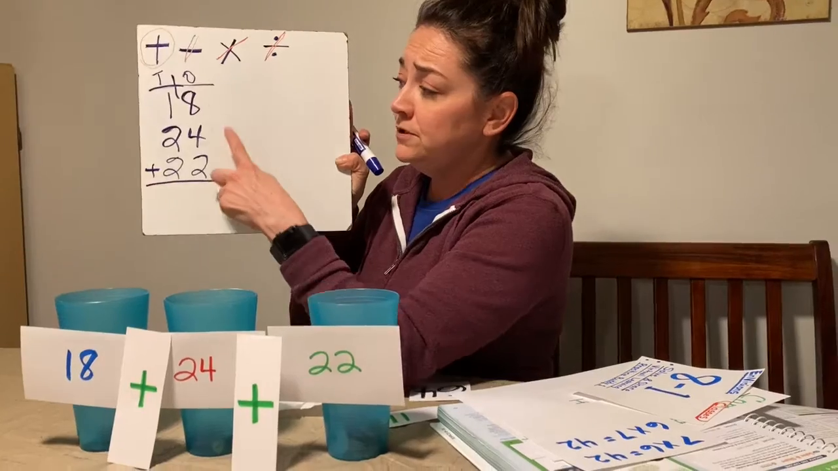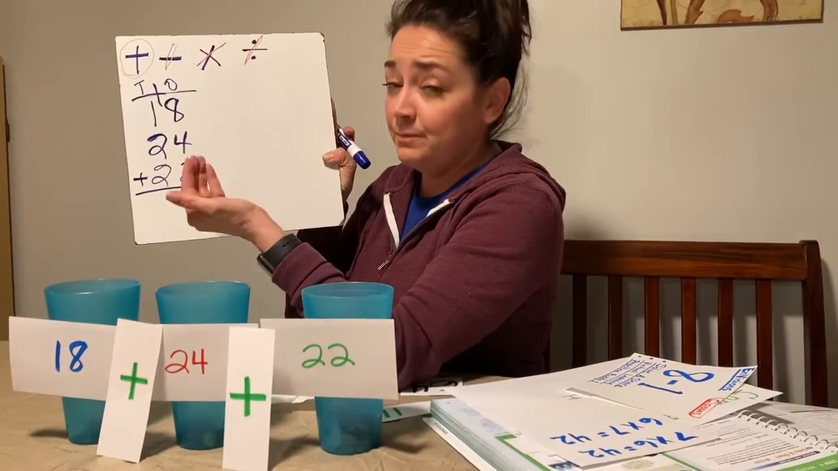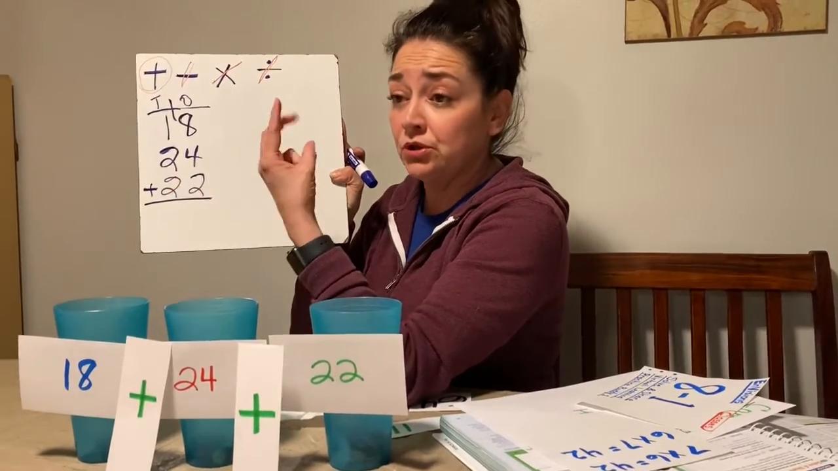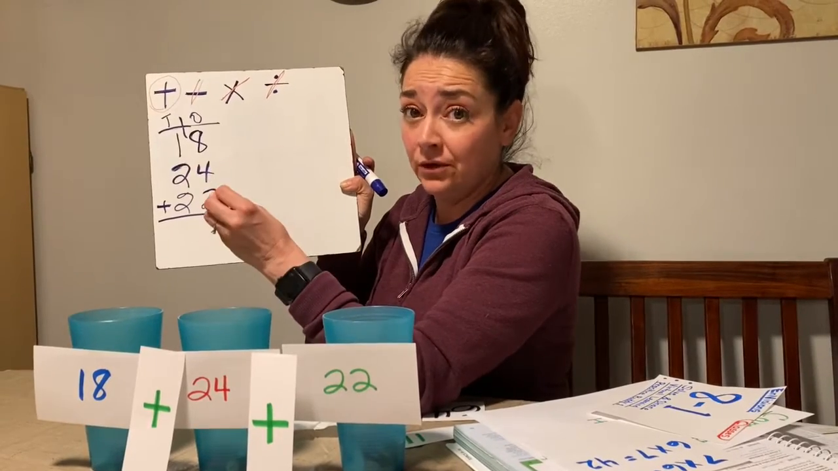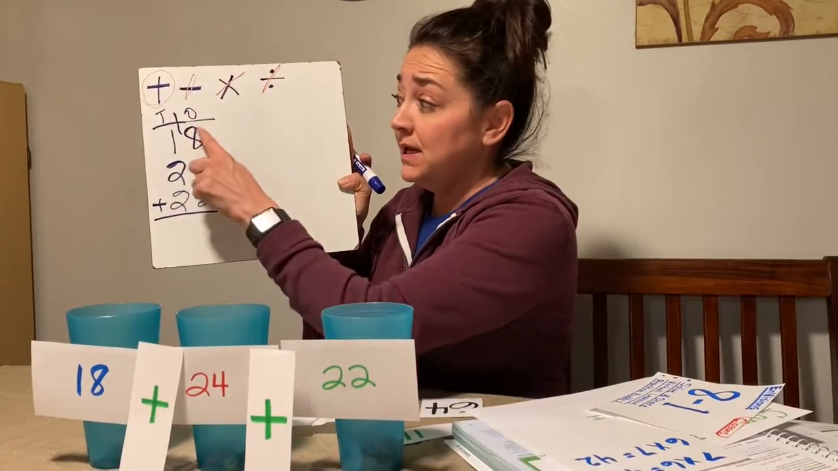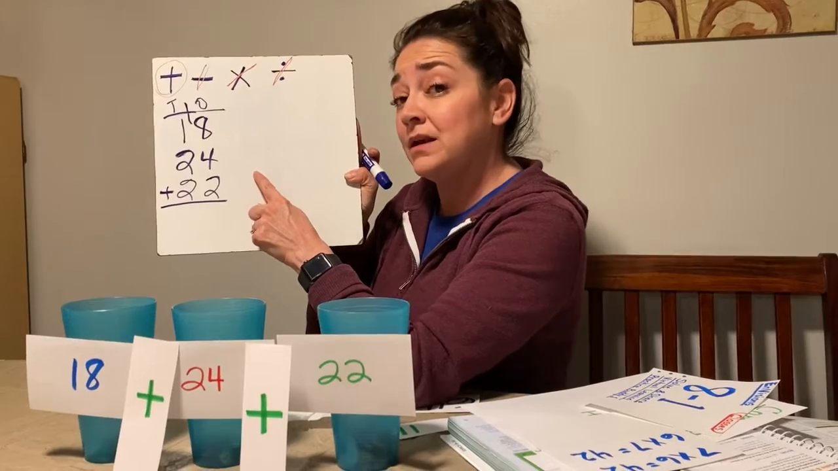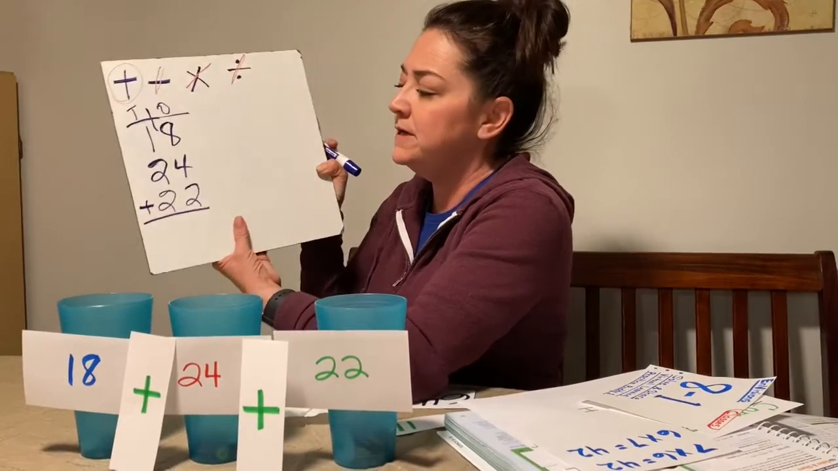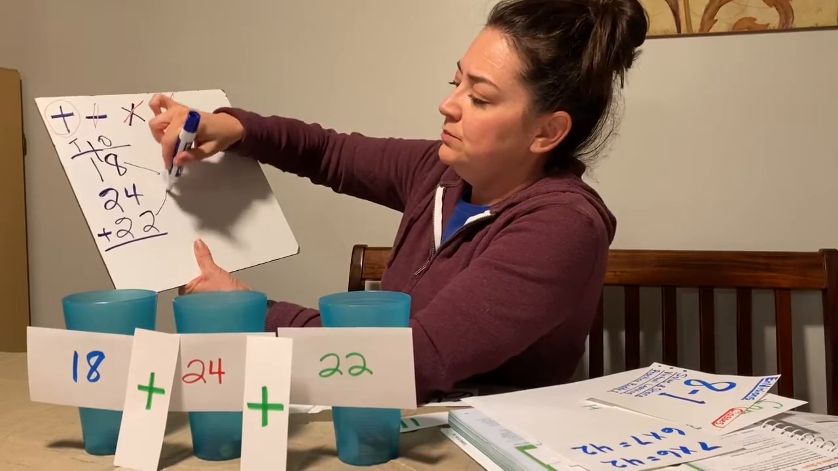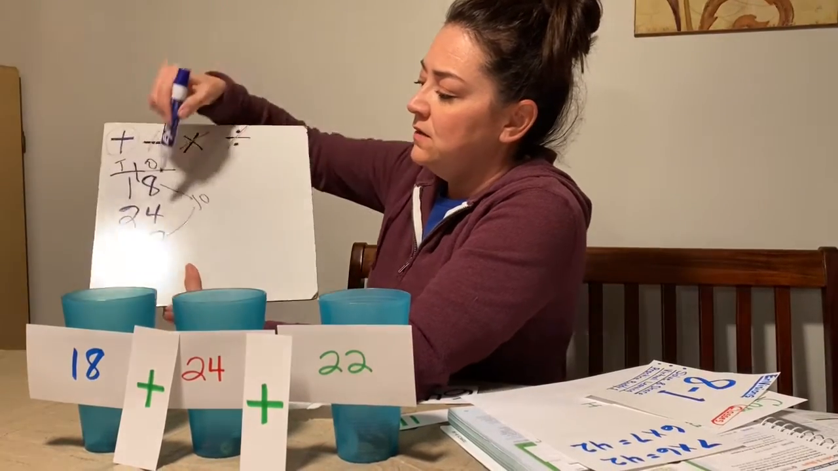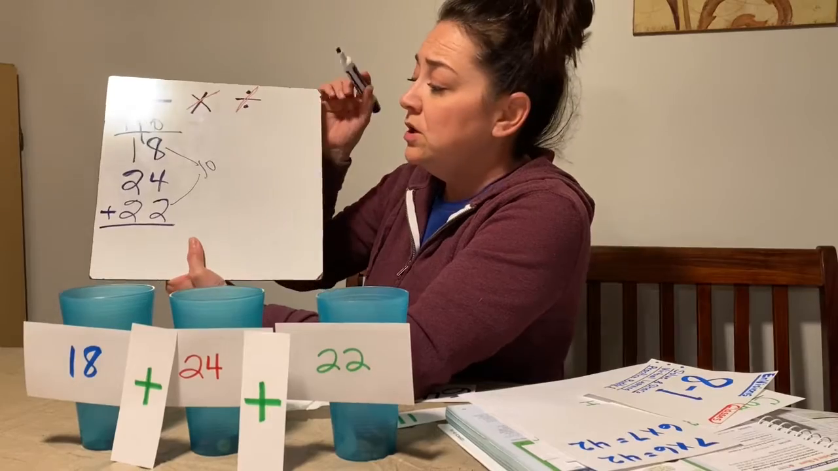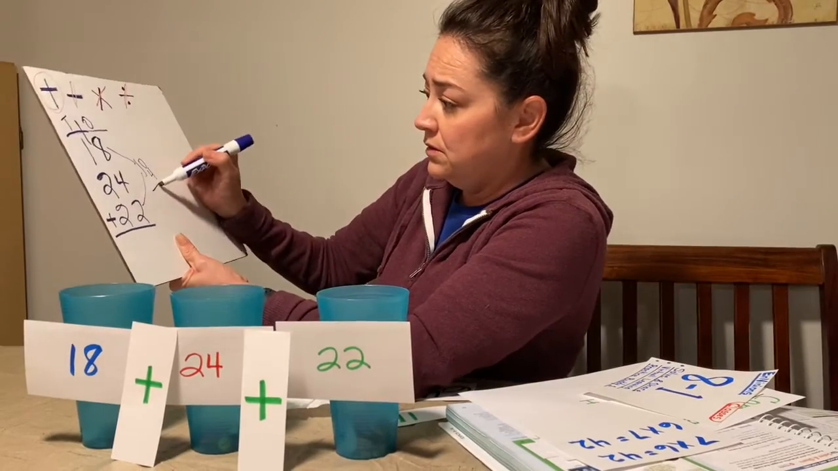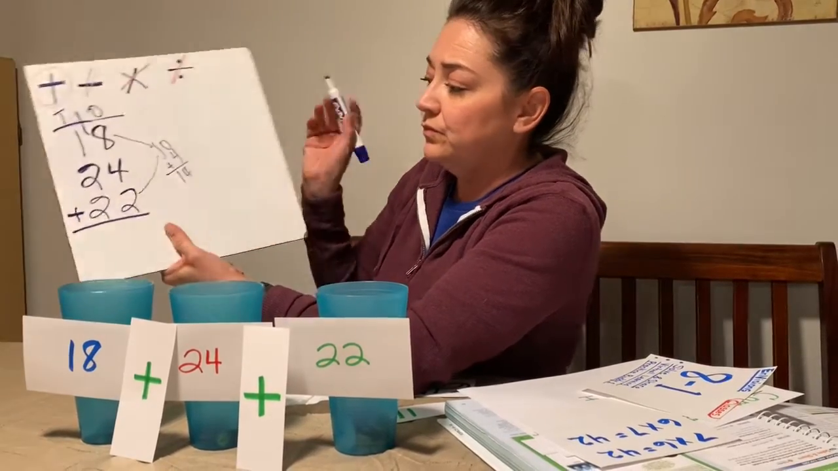So I'm going to look for some friendly numbers that add up to friendly numbers. And my friendly numbers are 2, 5, and 0. So right away I see that 8 and 2 would add up to 10. And 10 is a very friendly number because it ends in 0, okay? So 8 plus 2 is 10. Then add in the 4. 10 plus 4 is 14, right?